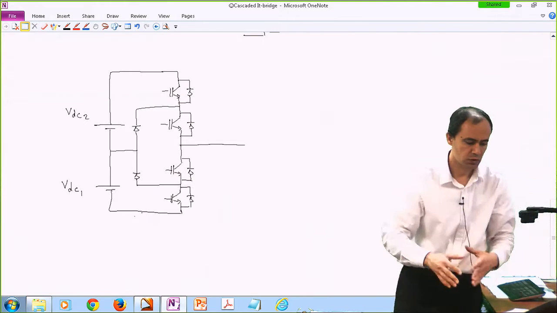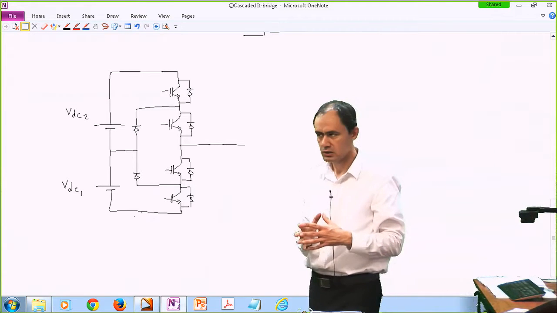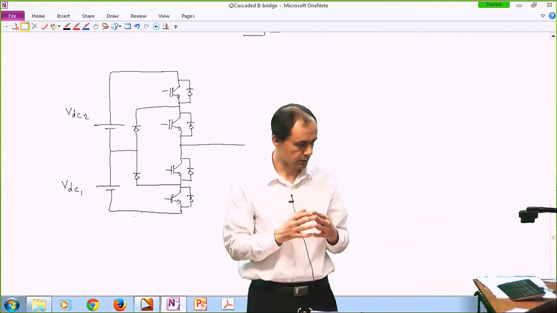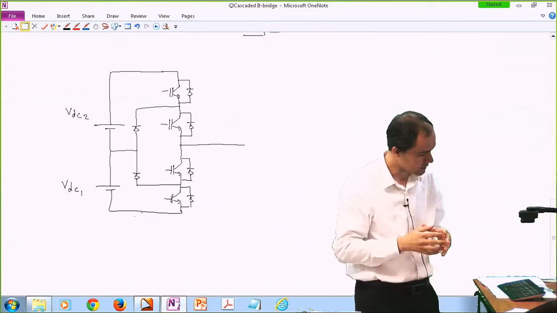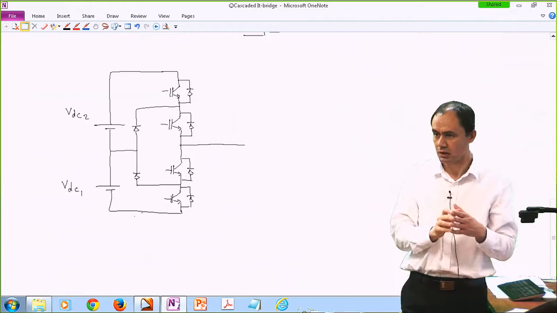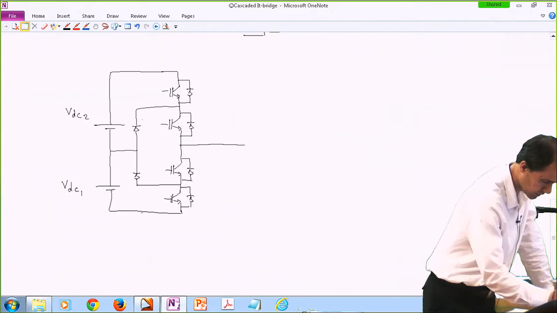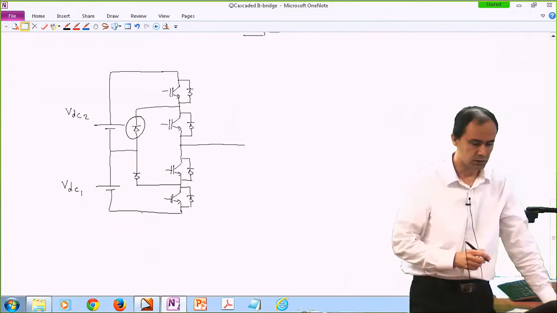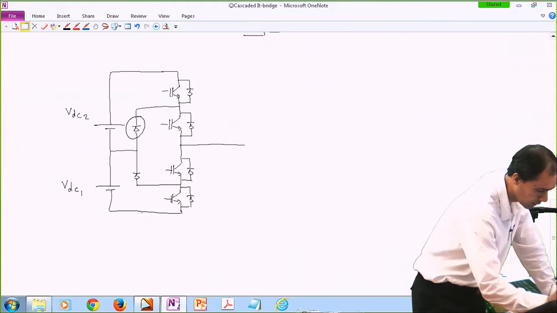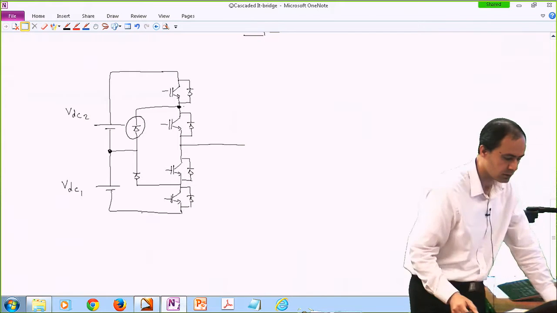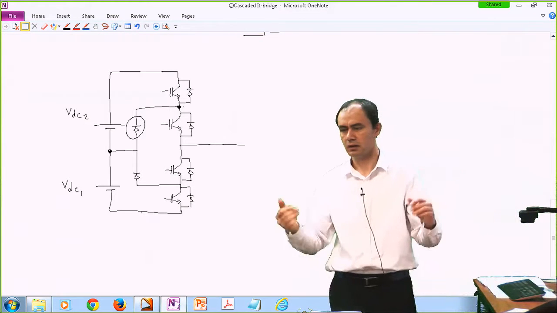A lot of times when somebody is talking about a diode clamped cell or building block, they're talking about this. The reason that it is called diode clamp is because of these diodes. Basically what these diodes do in a particular operating condition is clamp this point to this point. So that's why it's called a diode clamp topology.